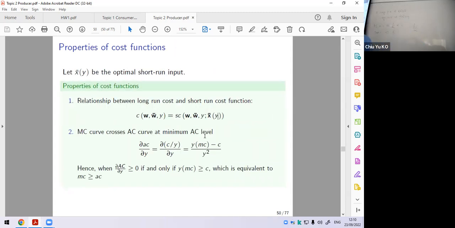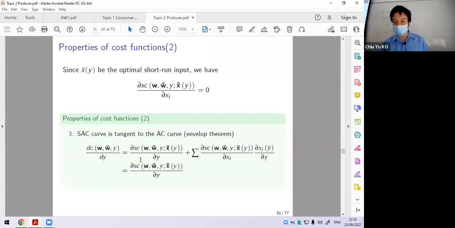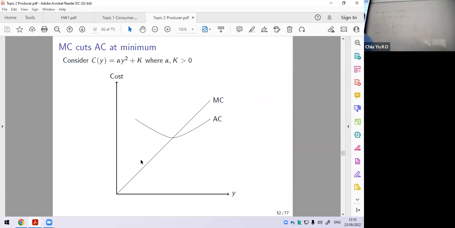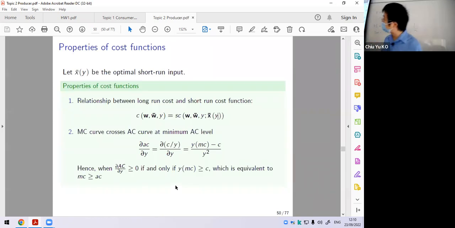The next is something like this math. I'm not going to show you the math, but actually you can prove it easily. But just this graph: the AC, if it looks like this, the MC will pass through the minimum point. You may ask why. Probably it's worth proving because it's very simple.